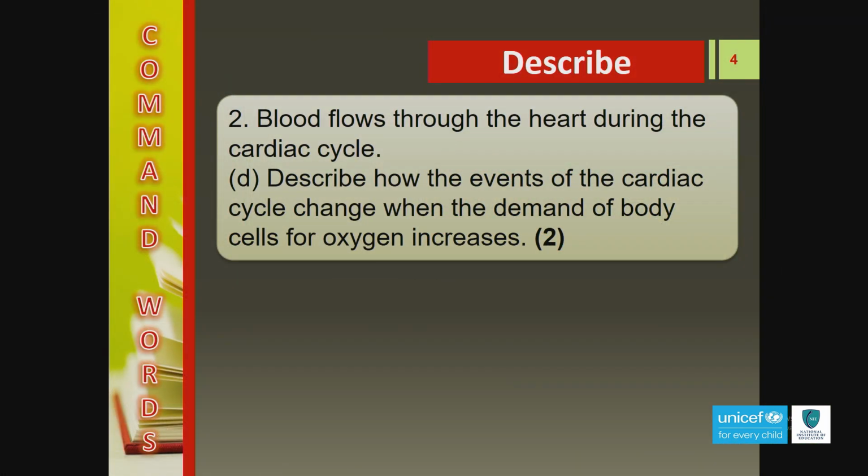Interesting. So, let's move on to the next question. The next command word that we are going to have a look at is describe. Blood flows to the heart during the cardiac cycle. Describe how the events of the cardiac cycle change when the demand of body cells for oxygen increases. Okay, thank you. What is described here? You are going to give an account of something.